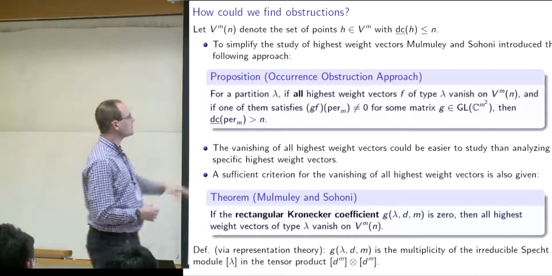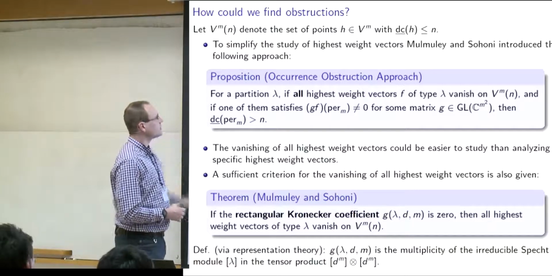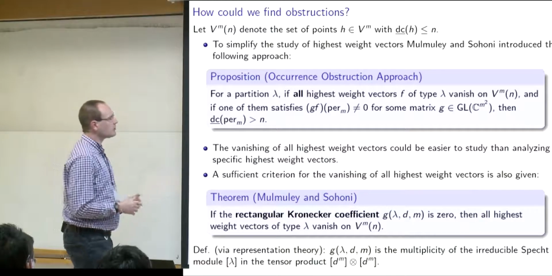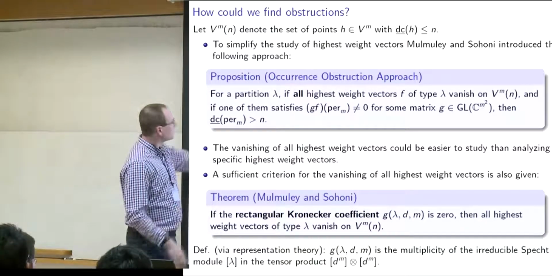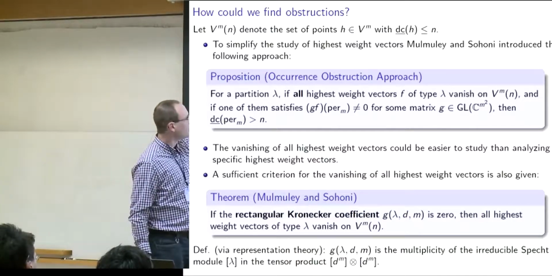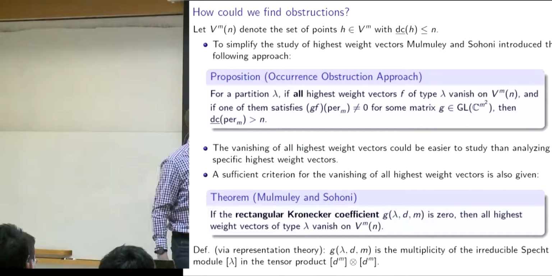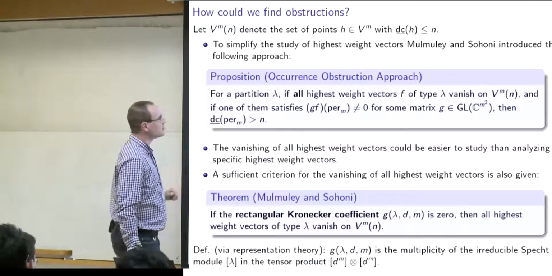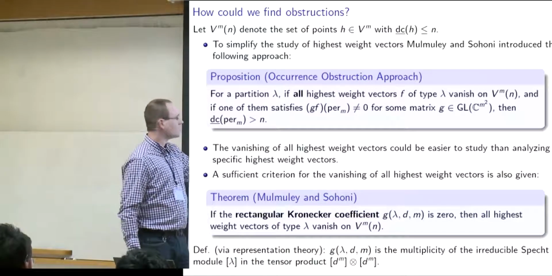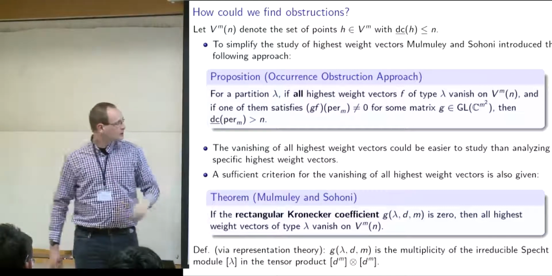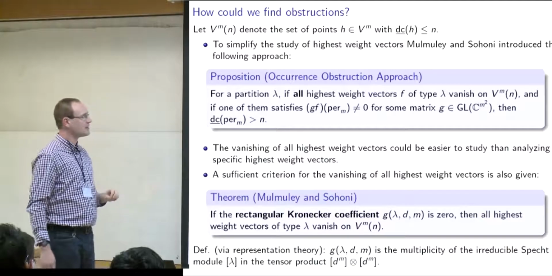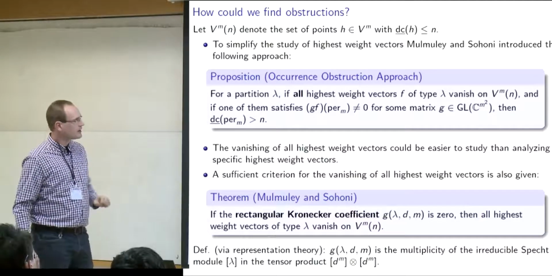So they introduced the following approach, an occurrence obstruction approach. Those are null occurrence obstructions. It's the following proposition, which is true. For a partition lambda, if all highest weight vectors of type lambda vanish on the low complexity polynomials, and one of them doesn't vanish on the permanent, then we get a lower bound, certainly. The rationale is that the vanishing of all highest weight vectors could be easier to study than analyzing specific highest weight vectors.